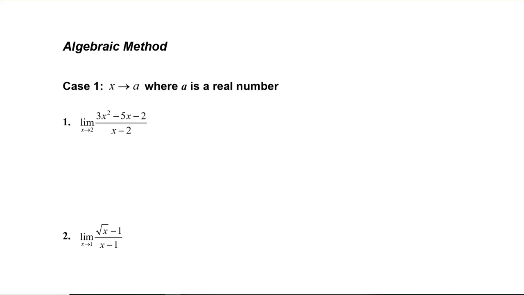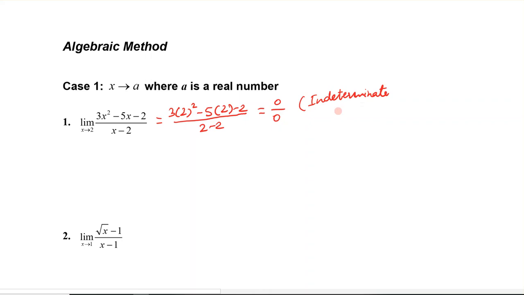First, whenever we start a limit problem, the first step is to plug in the number. Here we have the limit as x approaches 2, so let's plug in the number 2 and see what happens. We get 12 minus 10 minus 2, so 12 minus 12, 0 on the top, and 2 minus 2, 0 on the bottom. So this is an indeterminate form, which means we need to do some more work.